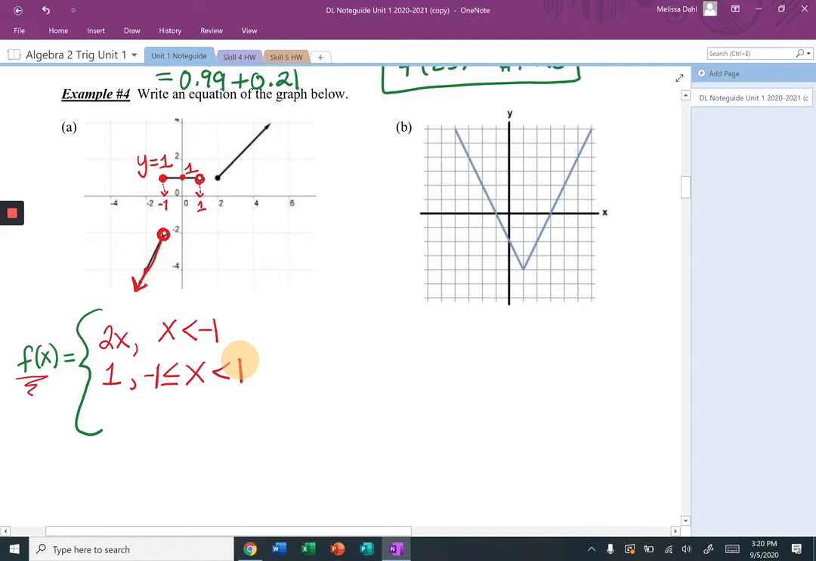Now looking at the third piece of this function, again, I'm going to try and identify some points so that I am able to find the slope of the graph. And remember, you can do that by writing out the points and using the slope formula or counting on the graph. They appear to be going up 1 over 1. So my slope is 1.